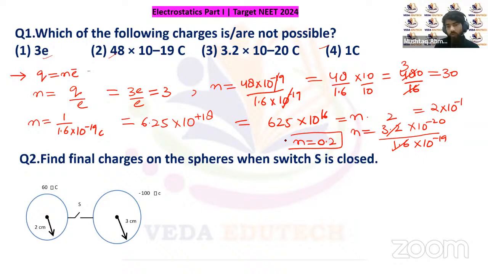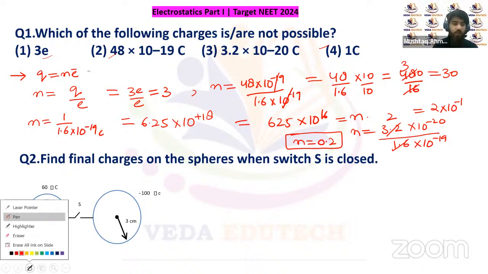So this 0.2 is not possible, right? Because n should be a natural number. The value of n should be a natural number. It can be 1, 2, 3, 4, 5. It cannot be a fraction. It cannot be 0.2. It cannot be 0.5. It cannot be 1.5. It cannot be 2.7, right? So the correct option for this question is option number 3.